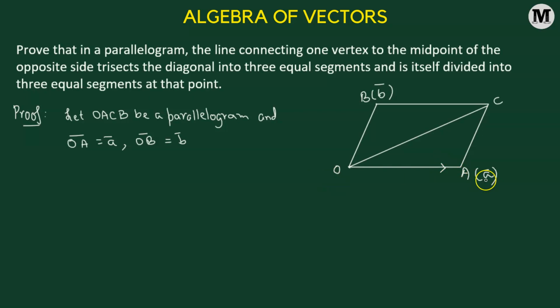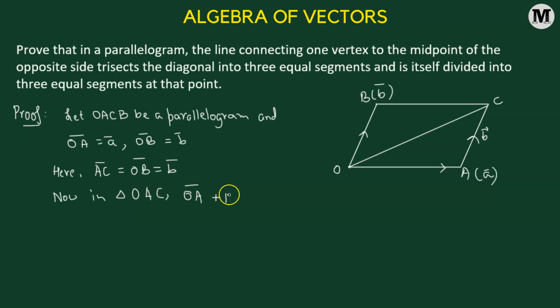Now in this parallelogram, vector OA corresponds to the vector A. Then we have vector AC. Now since OACB is a parallelogram, vector AC is going to be equivalent to vector OB, and since vector OB is vector B, our vector AC is also going to be the vector B. Now what we can do, we can use the triangle law of vector addition. Now in triangle OAC, here we have vector OA added to vector AC, and this is going to give us the vector OC.